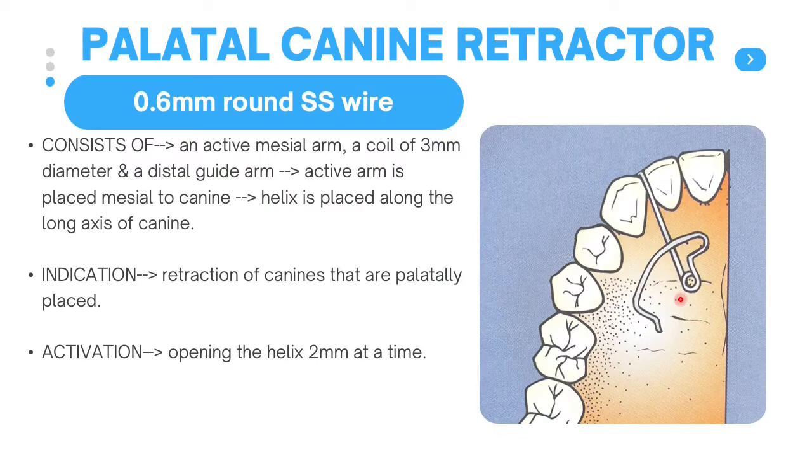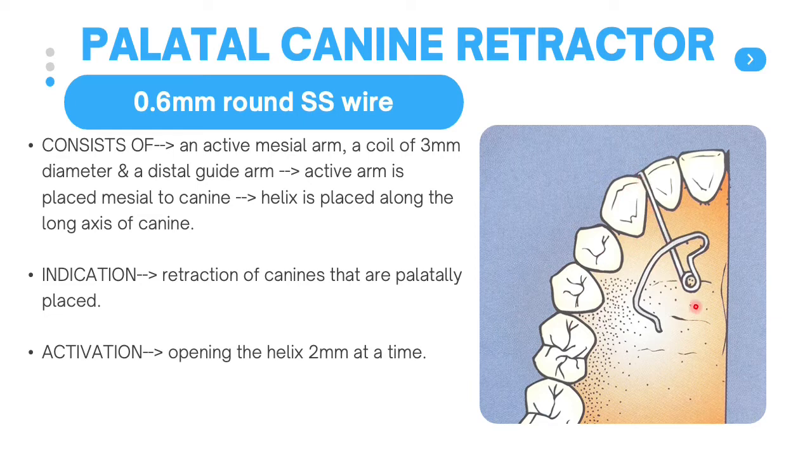Okay, this is palatal canine retractor. It is made up from 0.6 mm round stainless steel wire. It consists of an active mesial arm, a coil of 3 mm diameter and a distal guide arm. An active arm is placed mesial to canine and the helix or the coil is placed along the long axis of the canine. Indication is for retraction of canine that are palatally placed, and activation is by opening of the helix 2 mm at a time.